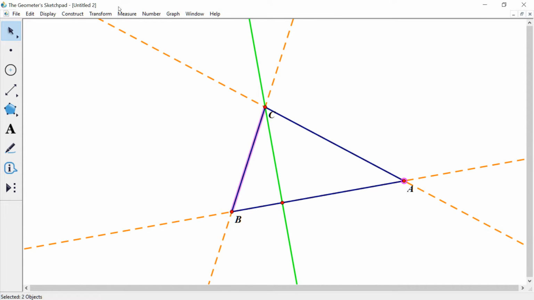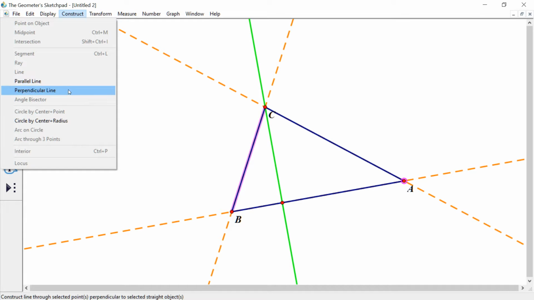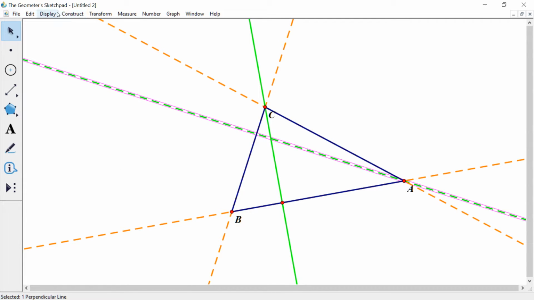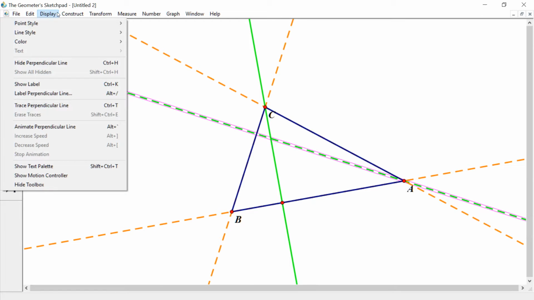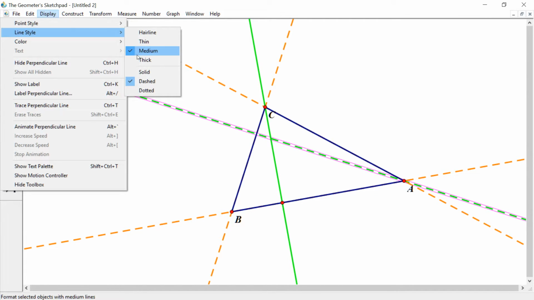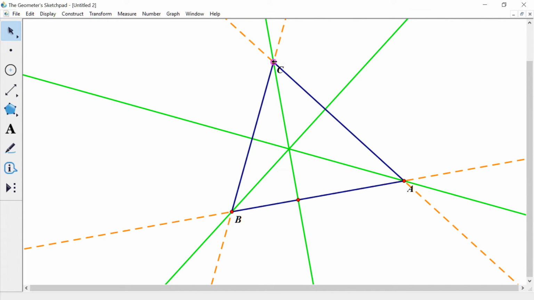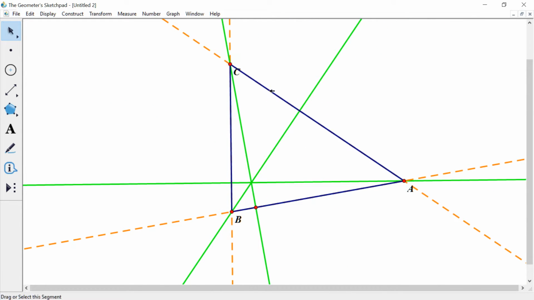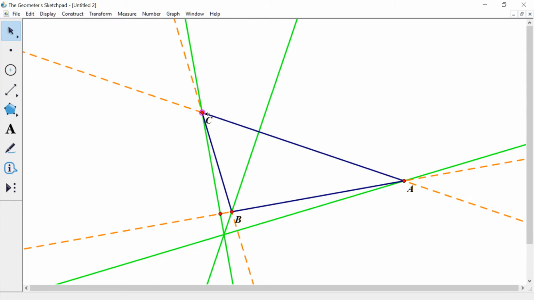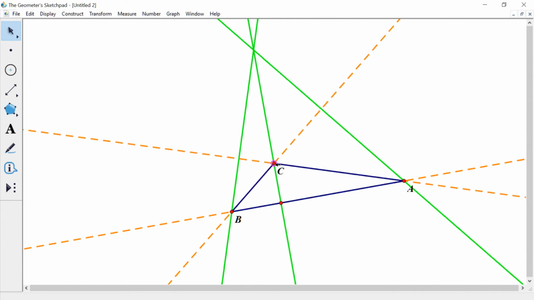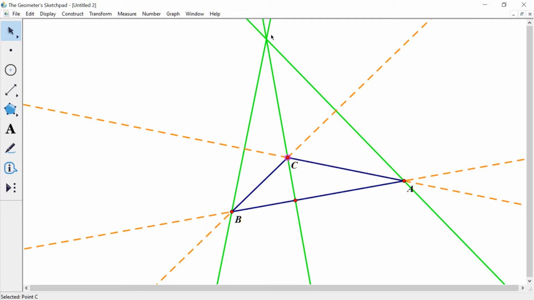So A and its opposite side, construct. There's 3 altitudes in a triangle. Look at it. It goes from a vertex perpendicular to the opposite side. So it's like 1, 2, 3. And what's interesting is this is one of those cases where the altitudes can intersect outside of the triangle.